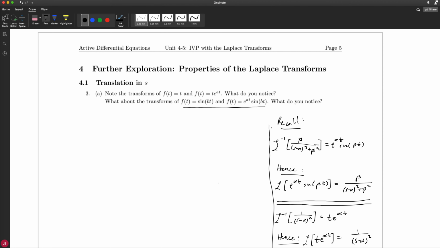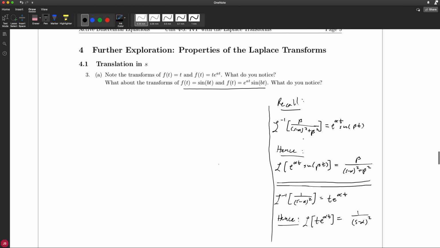So let's recall something. In the previous unit, 4-4, I gave you this Laplace inverse identity. Technically I gave you c times beta in the numerator, and then the c showed up here, so pretend c is 1. What this says is that the Laplace inverse of beta over s minus alpha quantity squared plus beta squared must be e to the alpha t sine beta t. But I didn't actually tell you how we got that.